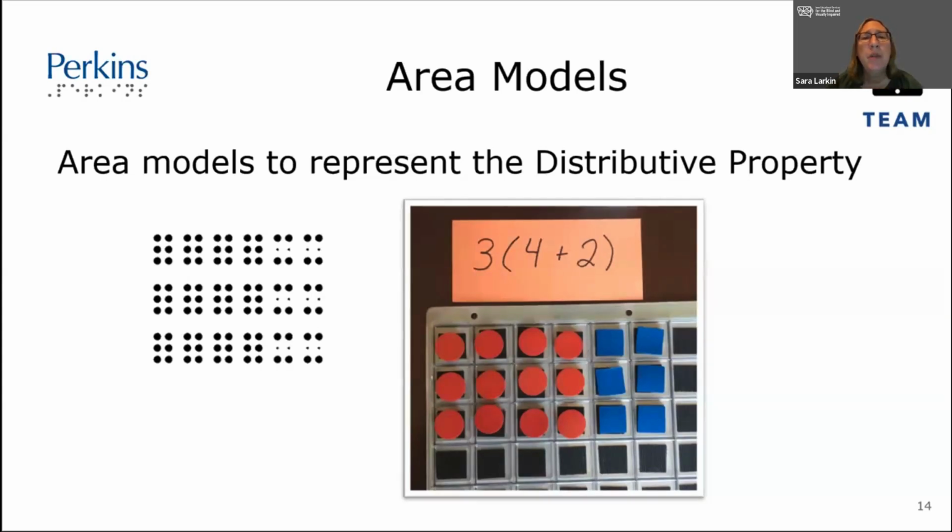With that hundreds board and manipulatives kit, I can use circles to represent the 3 rows and 4 columns, and then squares to represent the 3 rows and 2 columns. So I really have 3 rows of 4 circles plus 2 squares. And so I've represented that, and that total is the same as if I were to multiply 3 times 4 to get 12 and 3 times 2 to get 6 and combine those.